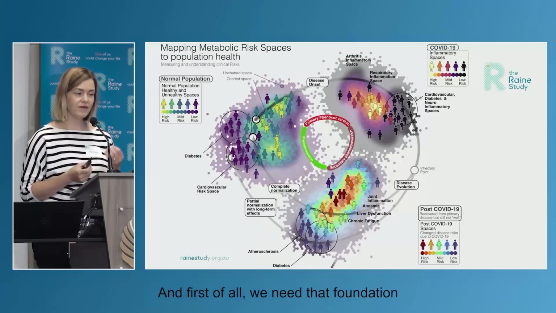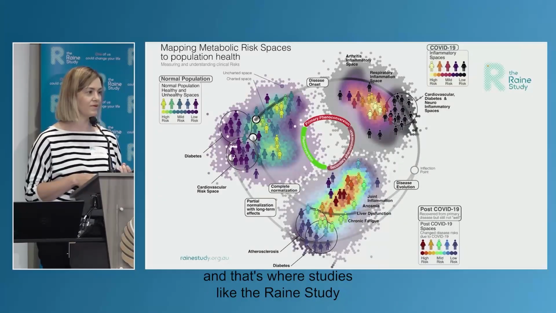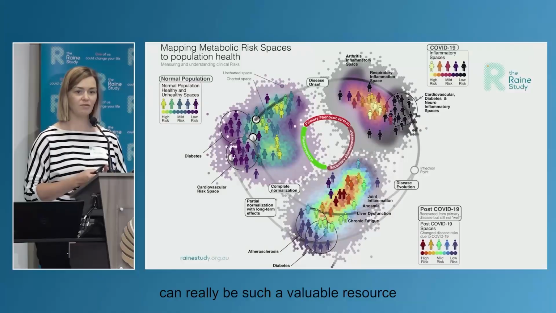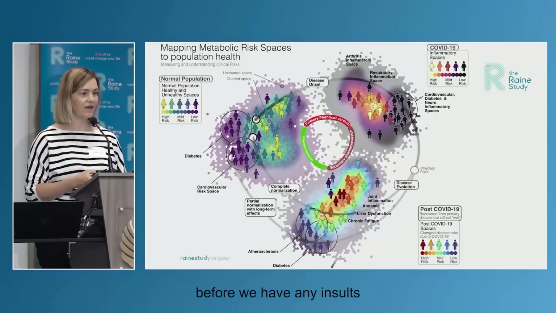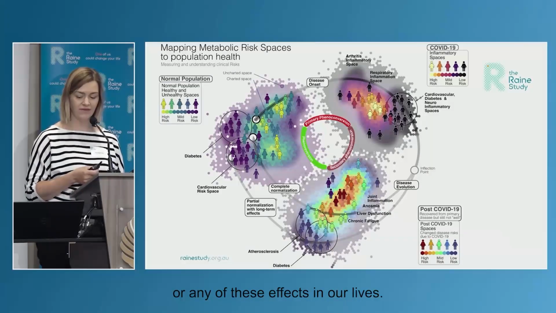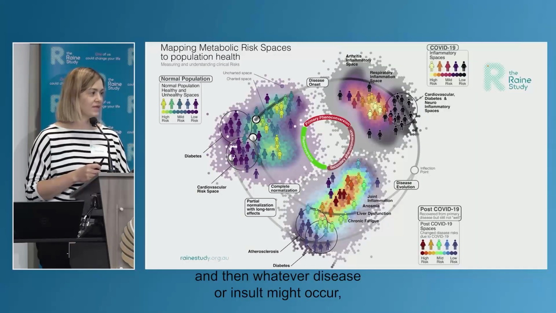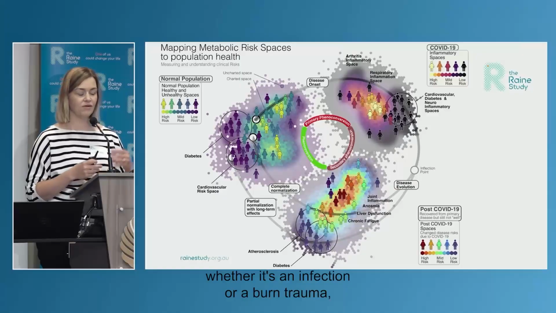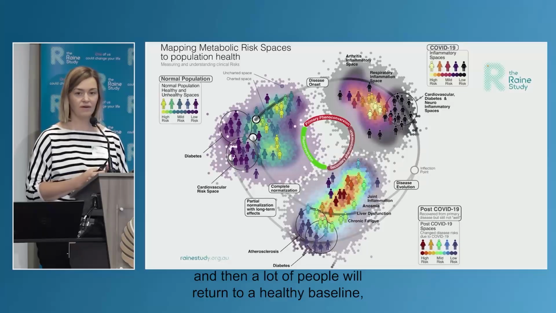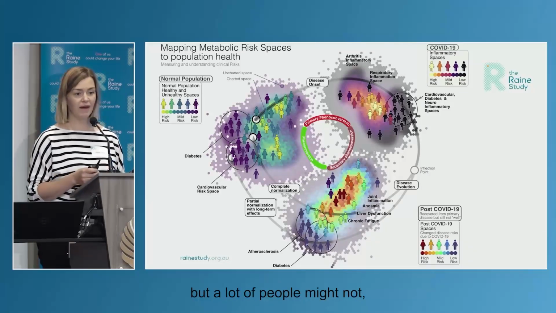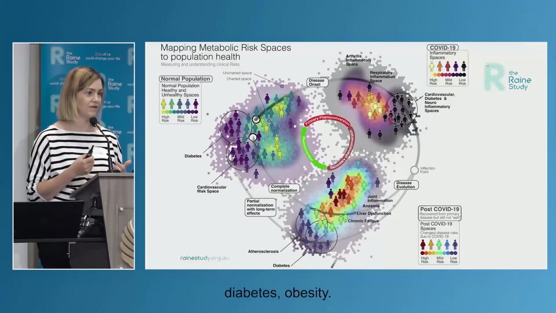And first of all, we need that foundation of the healthy population to work with. And that's where studies like the Raine study can really be such a valuable resource in determining where we are to start with before we have any insults or any of these effects in our lives. We occupy this metabolic space, and then whatever disease or insult might occur, whether it's an infection or a burn trauma, might render us in a more inflamed state. And then a lot of people will return to a healthy baseline, but a lot of people might not, and they might end up now in a higher risk area for diseases such as cardiovascular disease, diabetes, obesity.